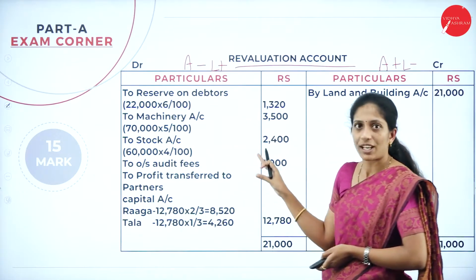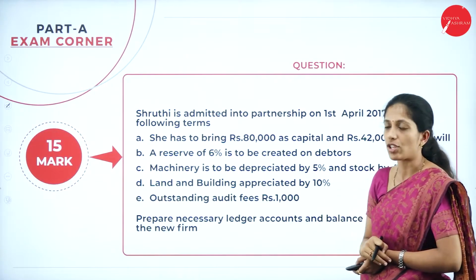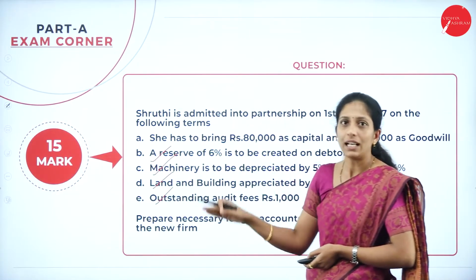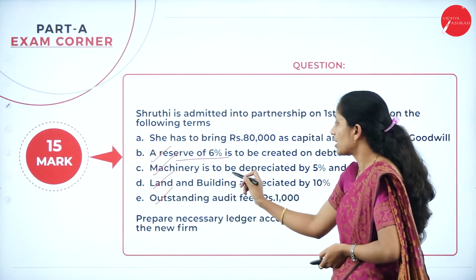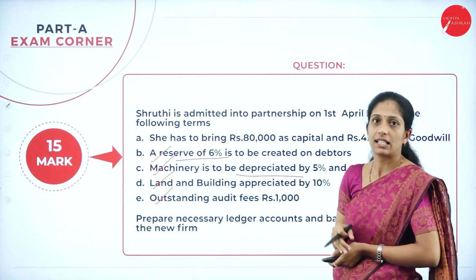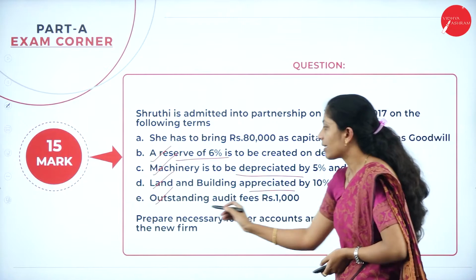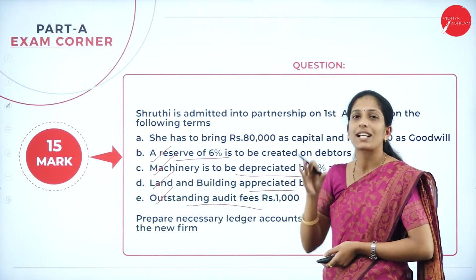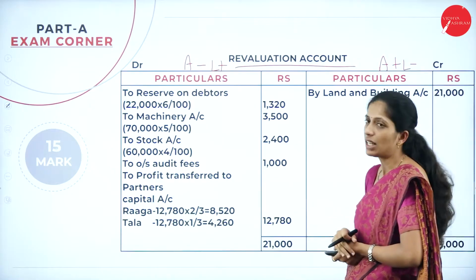Now, for this information, you have to see both the balance sheet as well as the adjustment. They will directly give like this, reserve of 6% or the depreciation. Depreciation is nothing but a decrease in the value of asset. In the same way, appreciation is an increase in the value. Next, outstanding audit fees. It is a liability. So increase or decrease in the assets and liability, you will record in revaluation account.